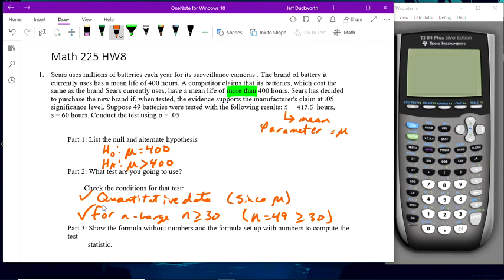That means we're going to use the z distribution because we have a large sample. If it were a small sample, we would use the t distribution. So this will be a z test. That's what we use in the calculator.